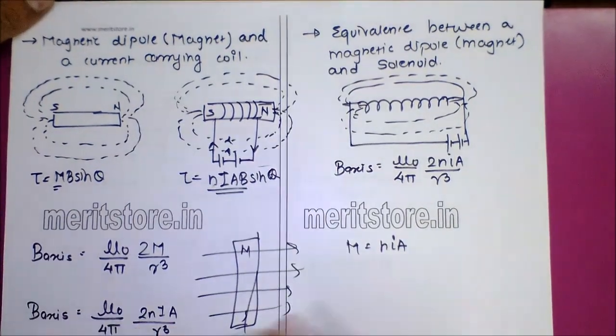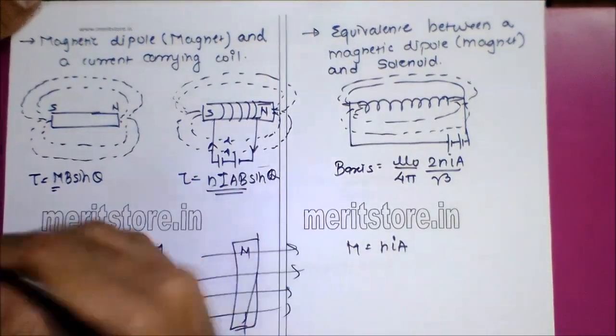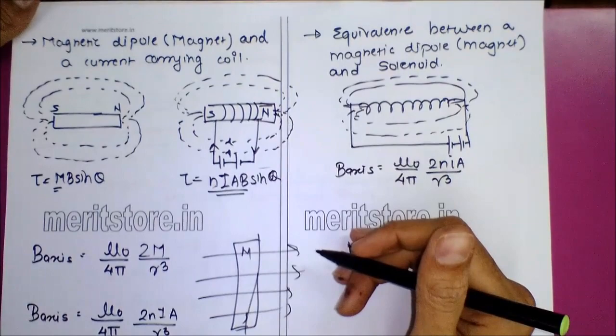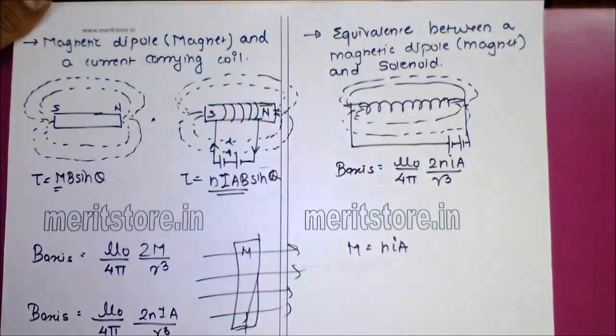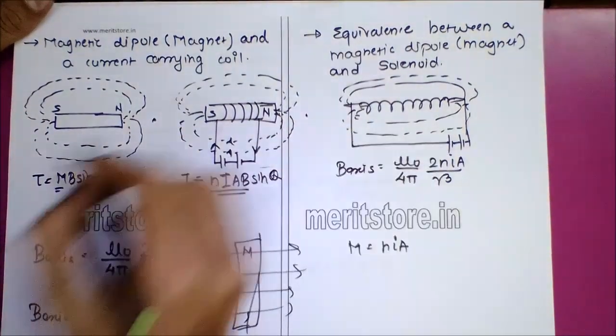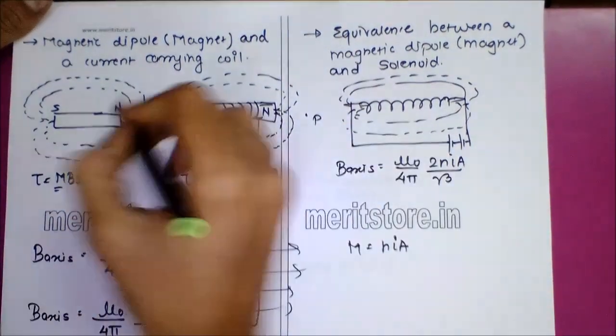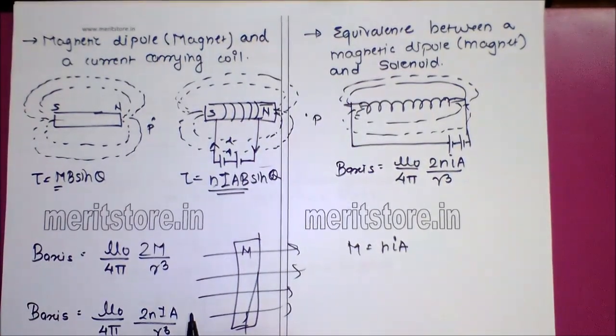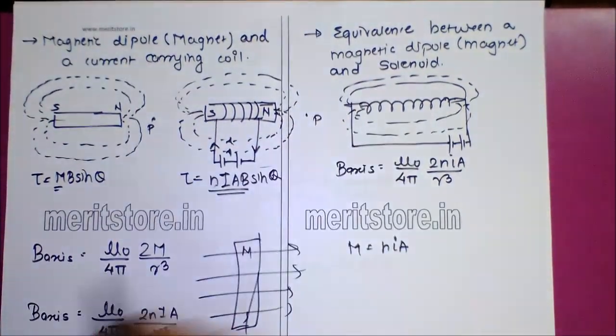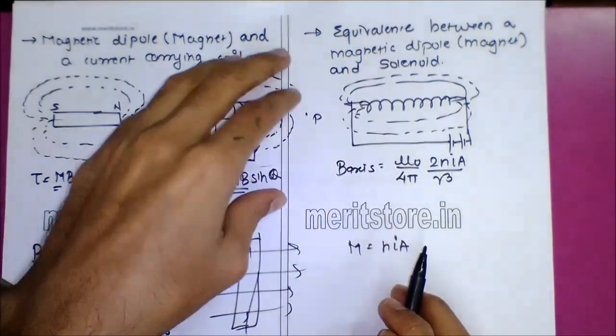So the torque differs. Also, now suppose we are finding the magnitude of magnetic induction at a point which is along the axis for both of them. Suppose I have a point P out here or a point P out here which is along the axis for both of them. So we will be finding the magnetic induction at that particular point for a simple magnet and for a current carrying coil.